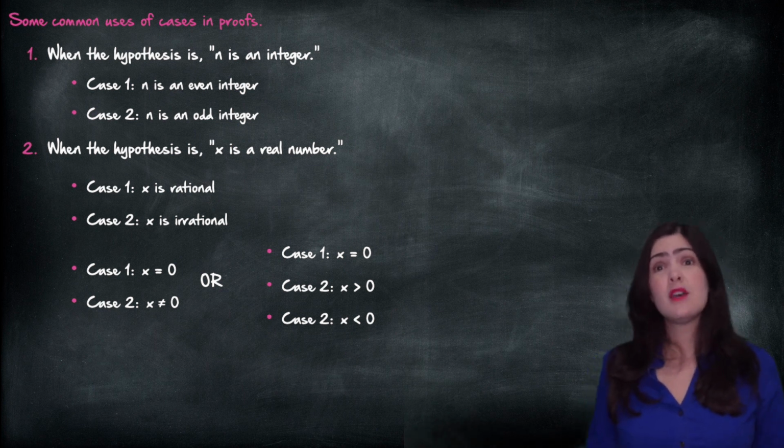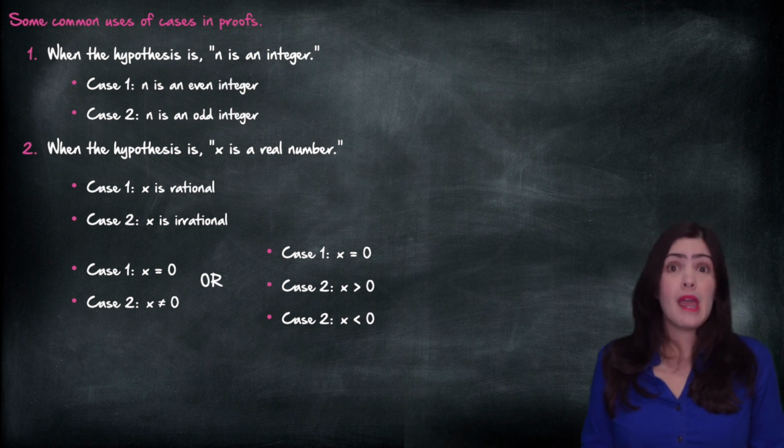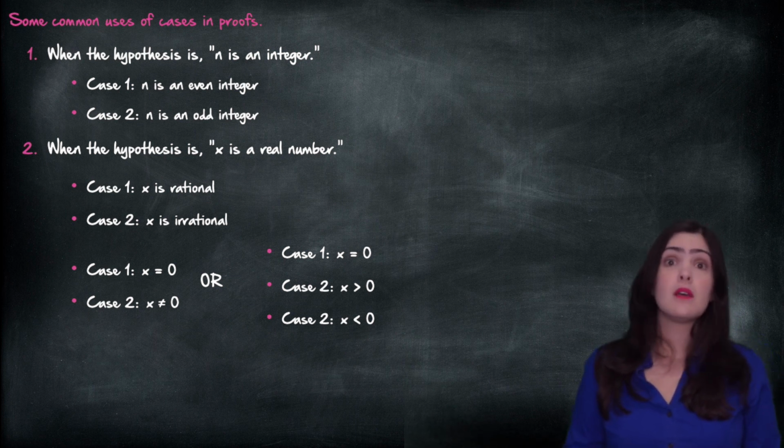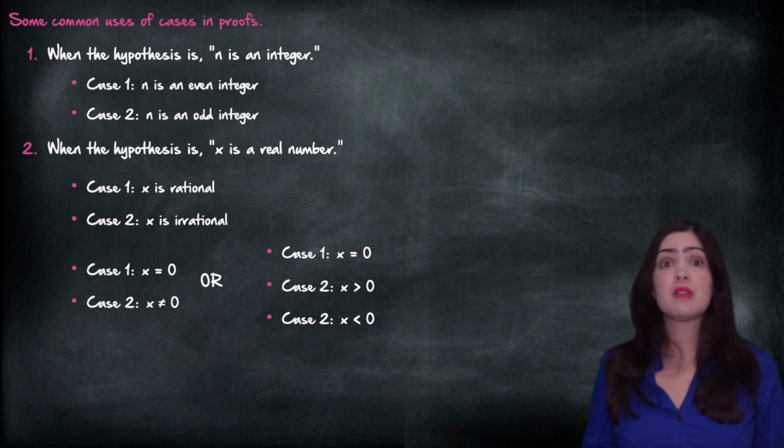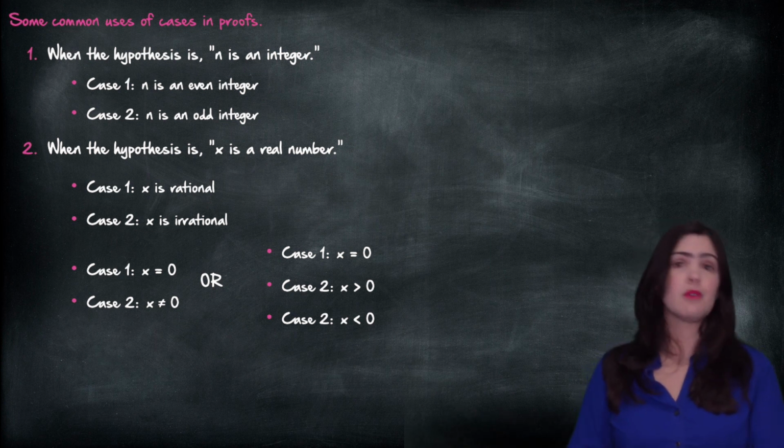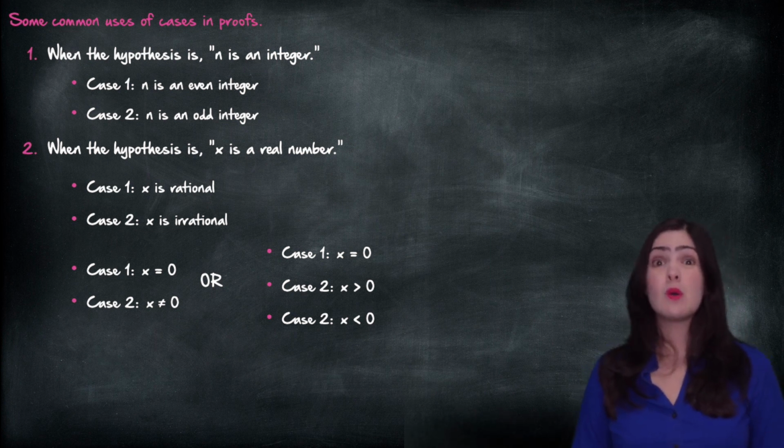How do we choose the cases we want? Well, that will be given by our problem. We need to split it in a way that is going to help us solve the problem. We're going to see in a future video an example where we have to split the real numbers in a different way, because that is what is going to be most suited for a proof.